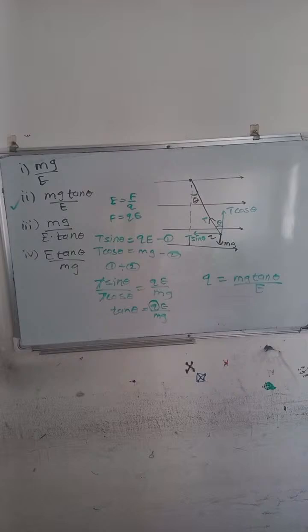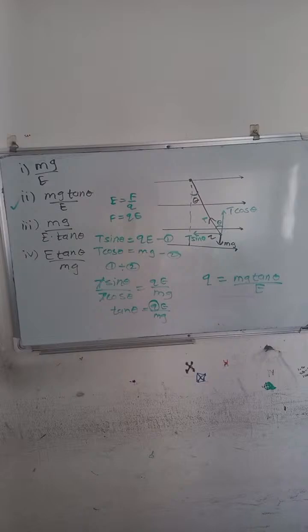Two parallel large thin metal sheets have equal surface density 26.4 into 10 raised to minus 12 coulomb per meter square of opposite signs. The electric field between these sheets is A, 1.5 Newton per Coulomb; B, 1.5 into 10 raised to minus 16 Newton per Coulomb; C, 3 into 10 raised to minus 10 Newton per Coulomb; and D, 3 Newton per Coulomb. Okay, these are the options given. So here it's a very clear and very easy question.